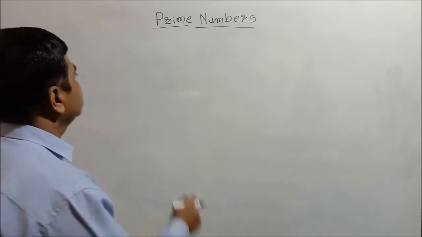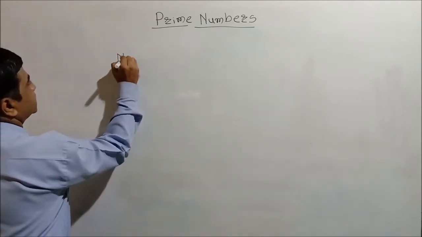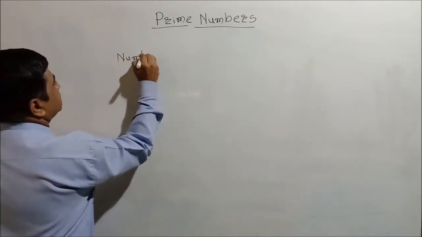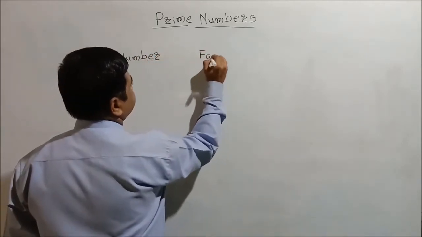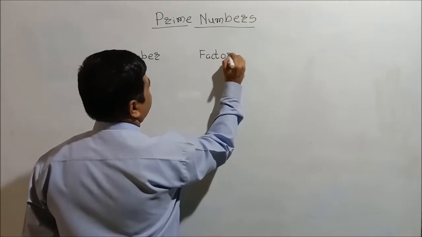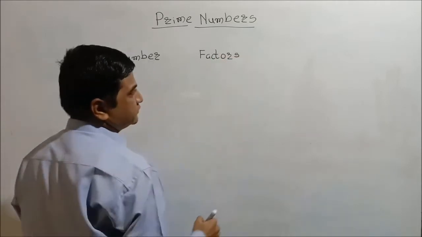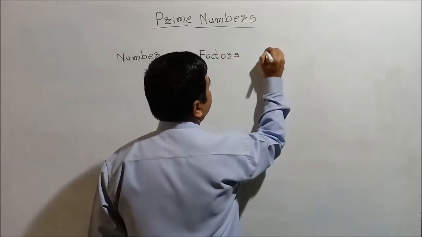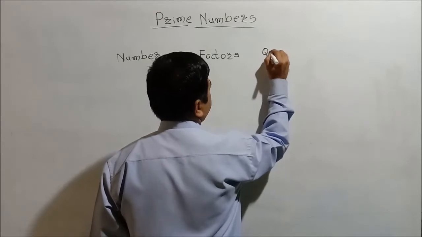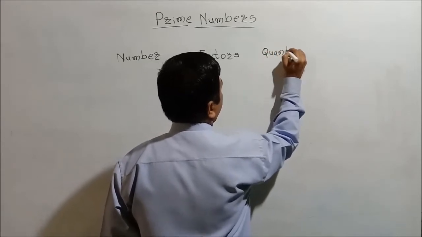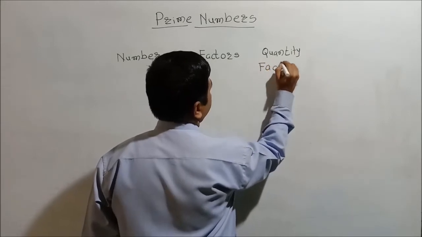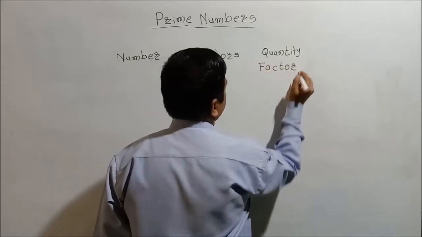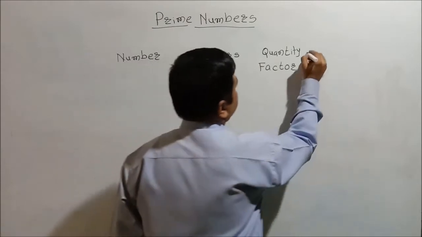So I am writing here the number, then we will write down the factors of that number, and we'll find out the quantity of factors, how many factors that number has.